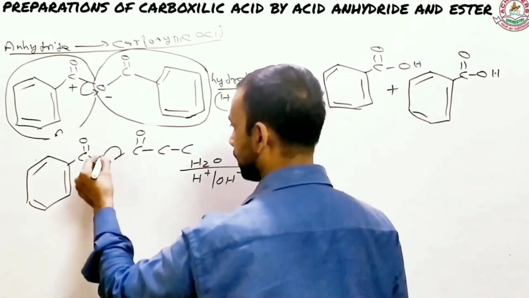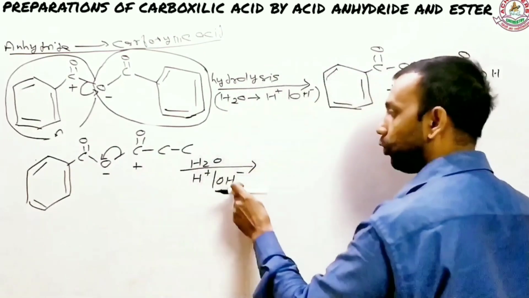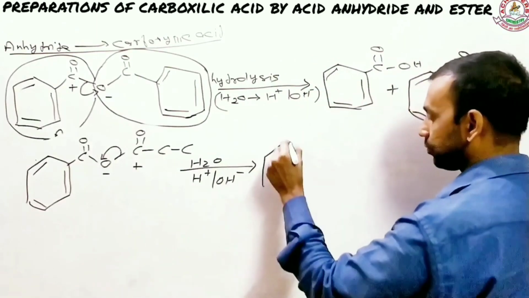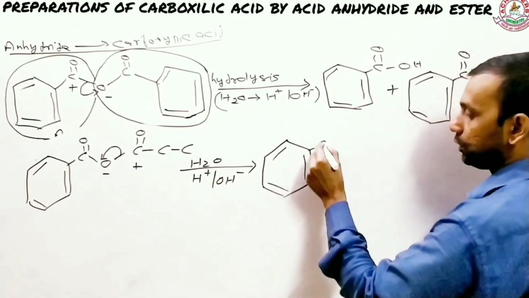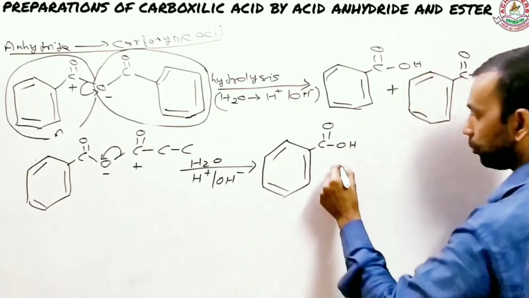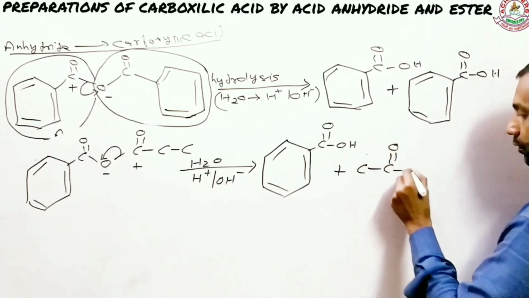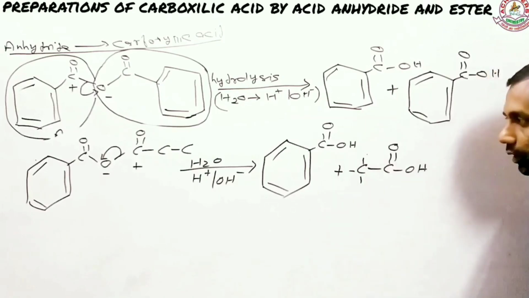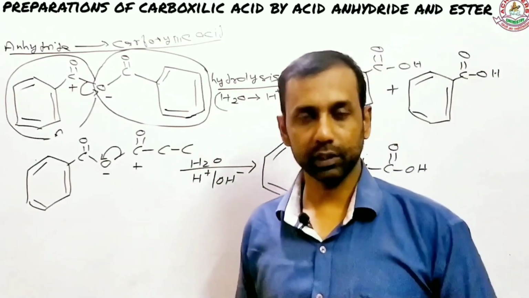Let's break any of them. So what will happen? O will form a negative charge and carbon will form a positive charge. So OH will go with the carbon and H will go with the oxygen. In that case, you will form a benzoic acid, and the other will form an ethanoic acid. So this is what your products look like. I'm not paying importance to the hydrogen here. So this is how you can do any anhydride conversion to carboxylic acid, right?